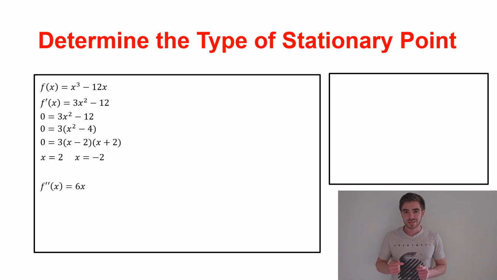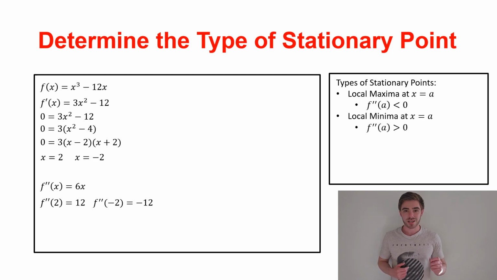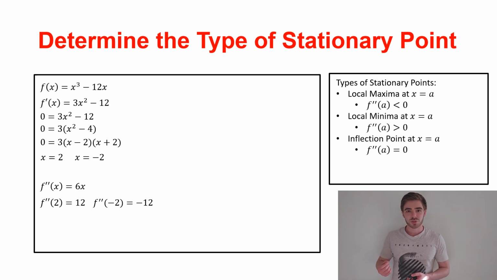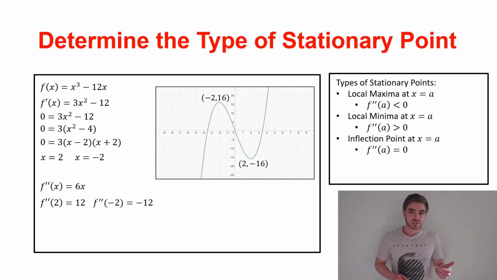What we're going to do now is sub in the x coordinates that we found earlier into that second derivative, and then observe the sign of the result, positive or negative. If the result is negative, then what you have is a local maxima. And if the result is positive, then what you actually have is a local minima. And lastly, if the result is 0, then you have a point of inflection. And sure enough, we observe that x equals negative 2 is a local maxima, and x equals 2 is a local minima. This is how you sketch higher order polynomials when their turning points don't occur on the x-axis.